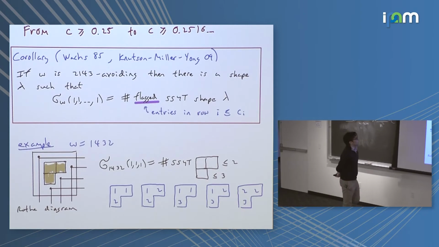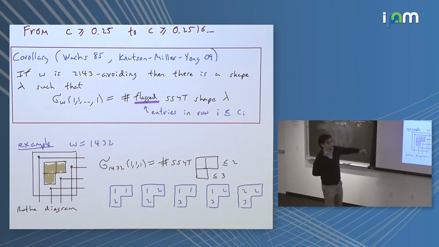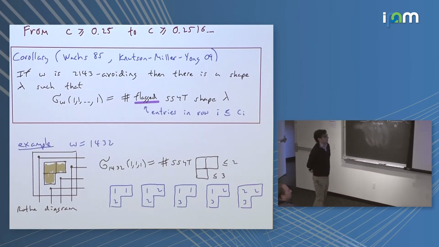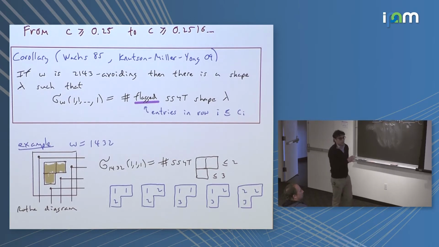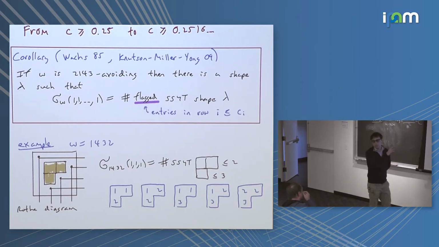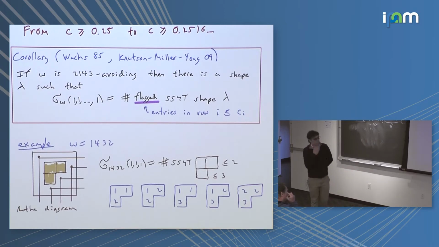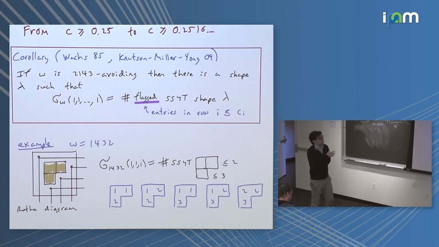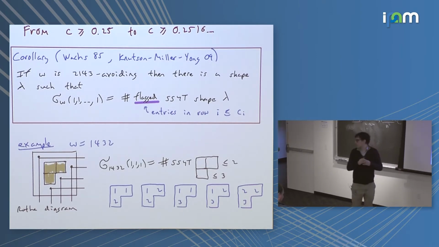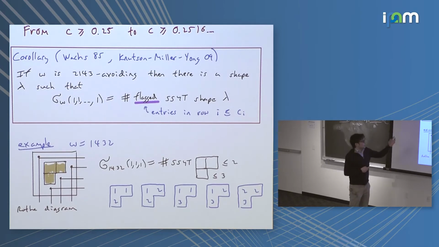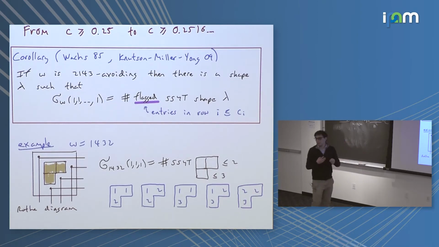Okay, so let's see how first we got that little improvement. I told you that when the permutation avoids 3 2 1, there is a connection between the principal specialization and standard tableau of a skew shape. If the permutation avoids 2 1 4 3, those are called vexillary, then there is a shape lambda such that the principal evaluation is the number of semi-standard Young tableau of shape lambda with a flagged condition. It means that we impose some conditions on how big the entries in a row can be.